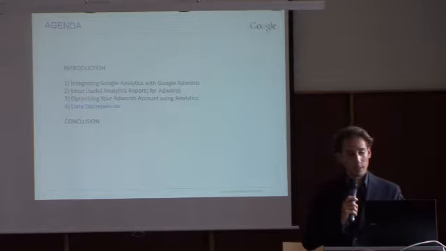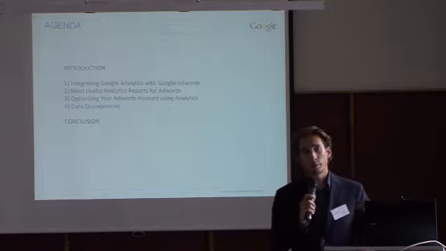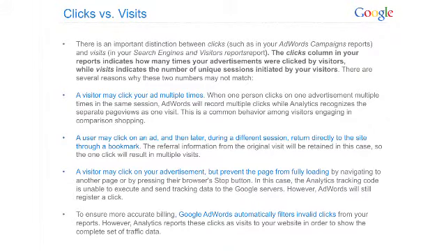Very fast, just a few things about the data discrepancies. I get a lot of phone calls from advertisers asking me why the amount of visits in my Analytics report is different from the amount of clicks. This is a typical question I get all the time. You have to know that a click is not a visit. A visit is a number of unique sessions initiated by a visitor.